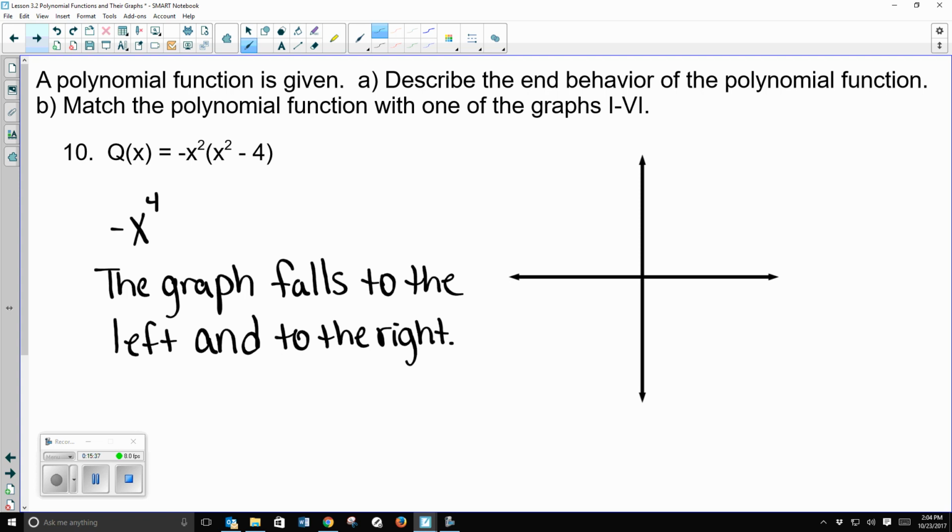Now, I'm not going to graph this. If you look on page 266, there's only one of the six graphs that falls to the left and to the right. Which graph is that? This one? Okay. They're not asking you yet to figure out what's happening in between. It's just what the end behaviors are.